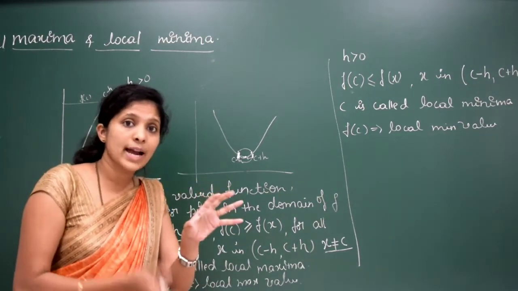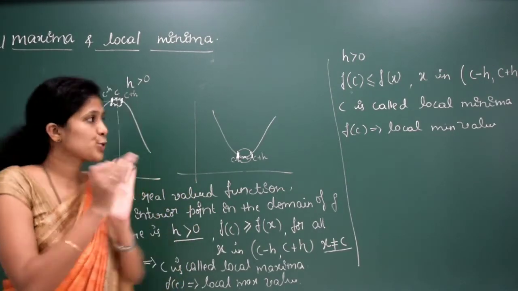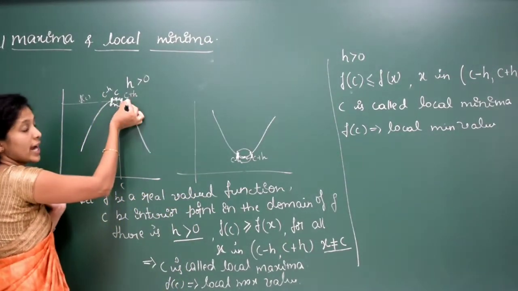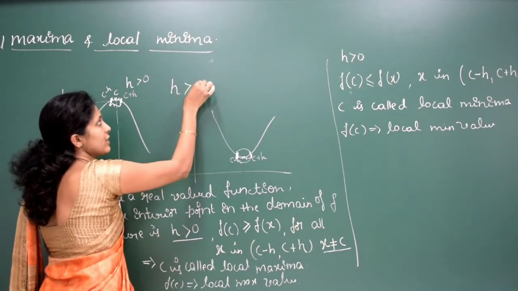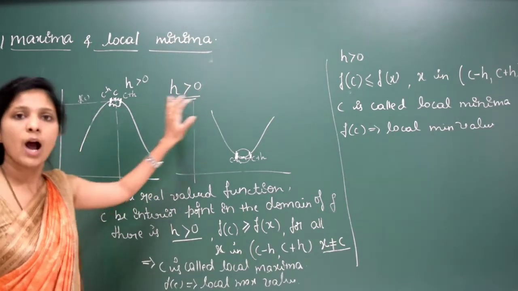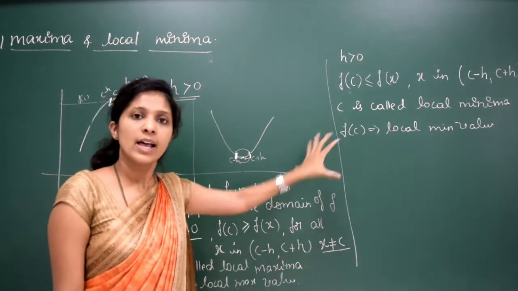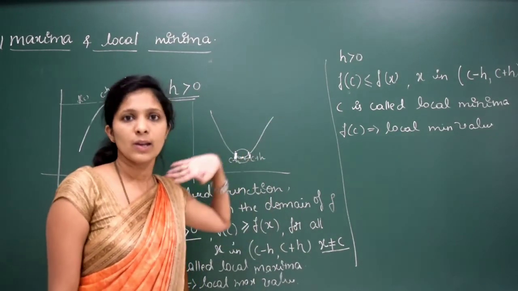Now local maxima and local minima will be very close to the maximum value and it should be between the interval c minus h and c plus h. Here h is any positive quantity. The value of h should be greater than 0. Now we will see how to find the local maxima and local minima. Before that, one theorem is there. We will see that, then we will move to local maxima.